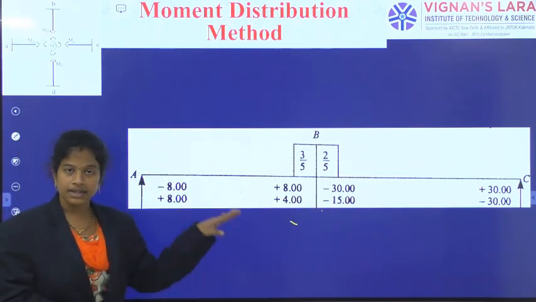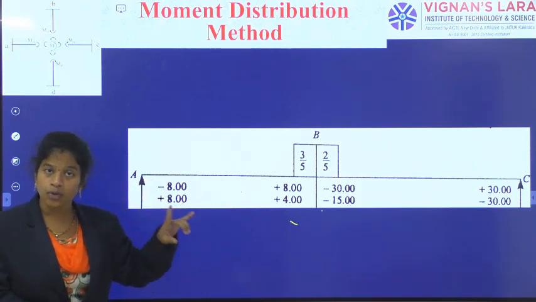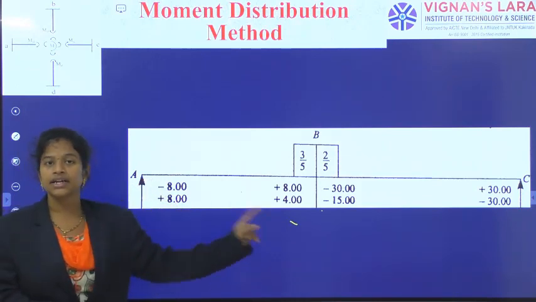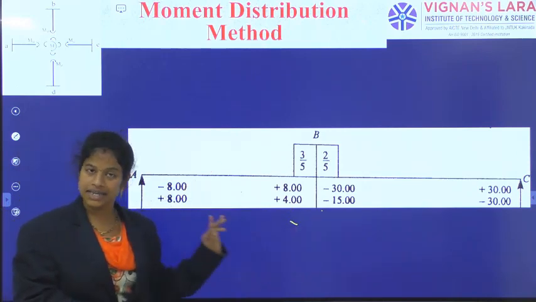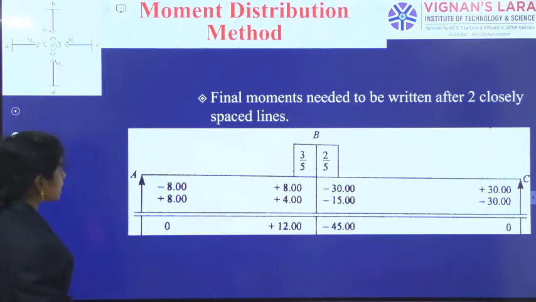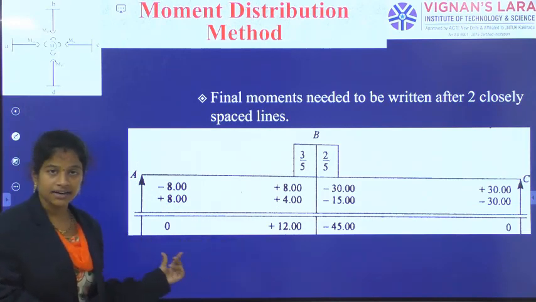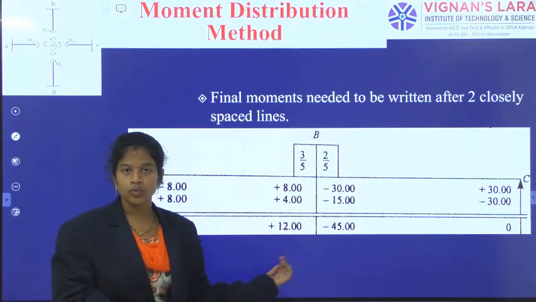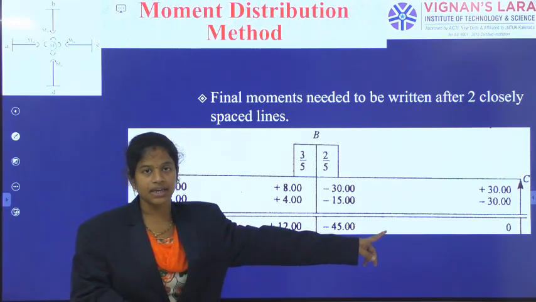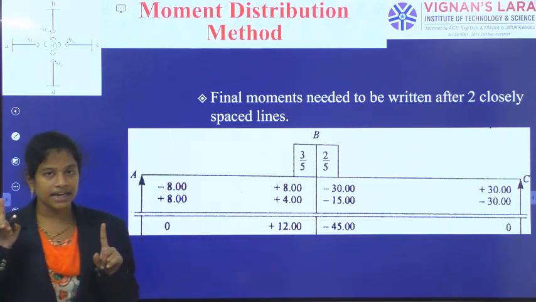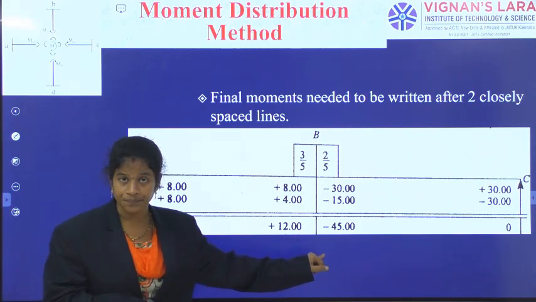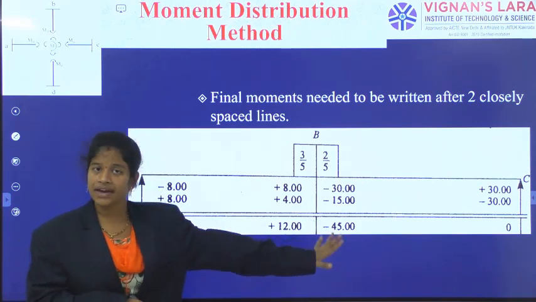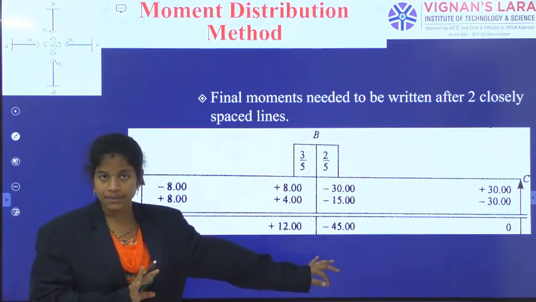Now the completion is over for the supports, so we indicate it with two solid lines and sum up the answers. You can observe the final moments are 0 at A, something at B towards A, something at B towards C, and 0 at C. So the corrections were completed, but the balancing is not over at joint B. A and C are finalized, but at B the completion is not over.